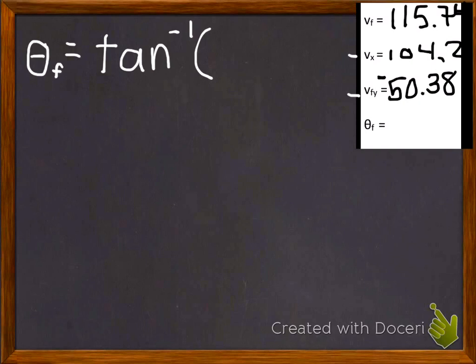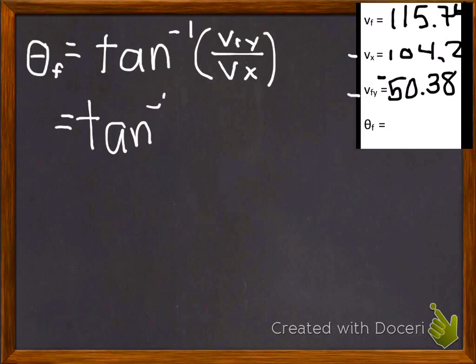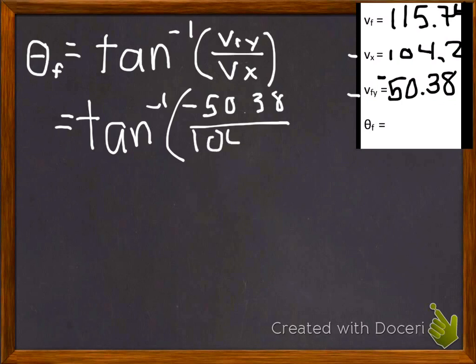And to get an angle with the horizontal, we always want the y component to be on top inside these parentheses. So Vfy divided by Vx. So when we plug in what we have, this equation will look something like inverse tangent of negative 50.38 divided by 104.2.